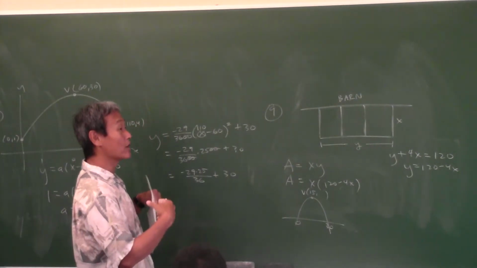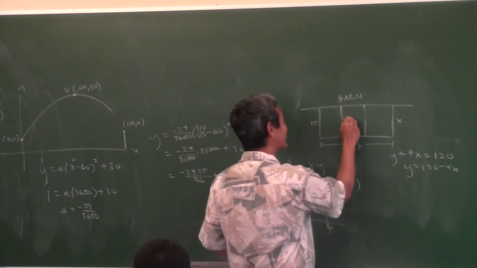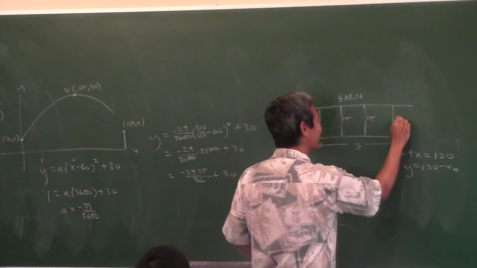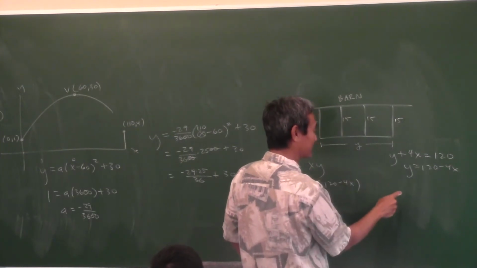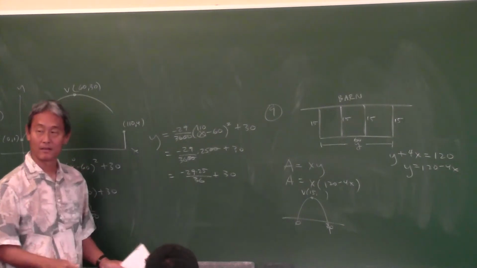Yeah. So if you're constructing this for your pigs, goats, and sheep, you would make this 15, this 15, this 15, this 15. What is y then? This would be 60. And that would be the maximum area that you can make right there.